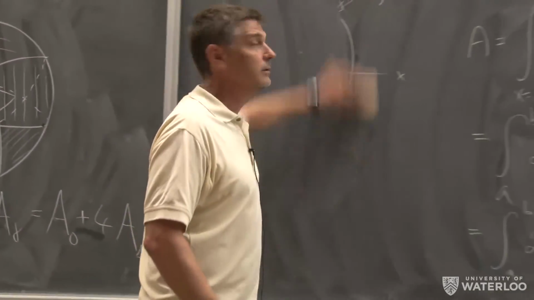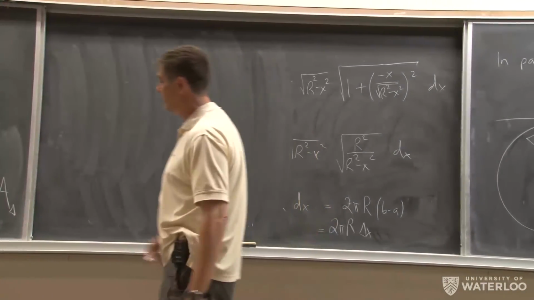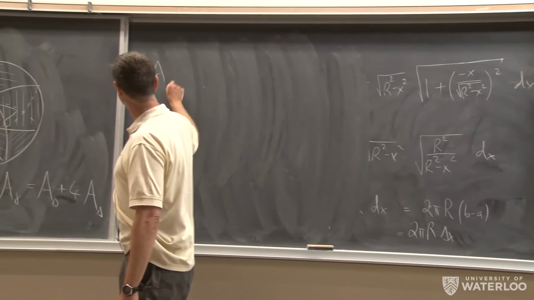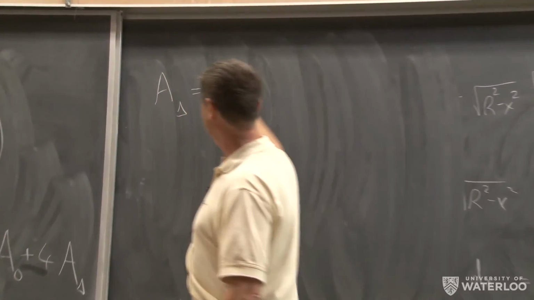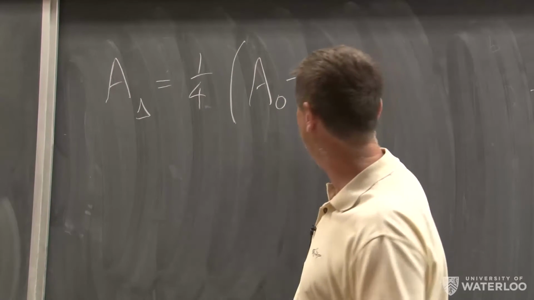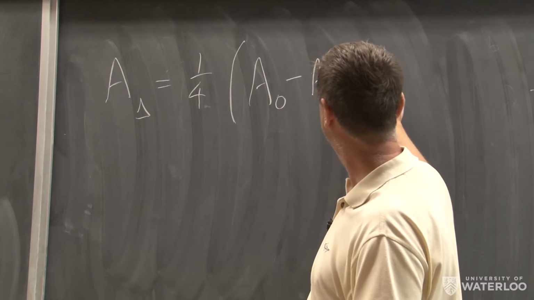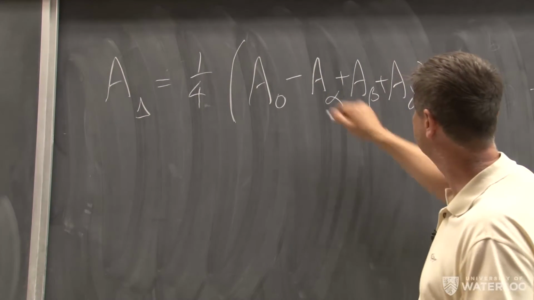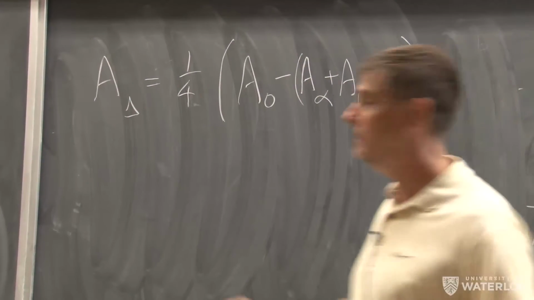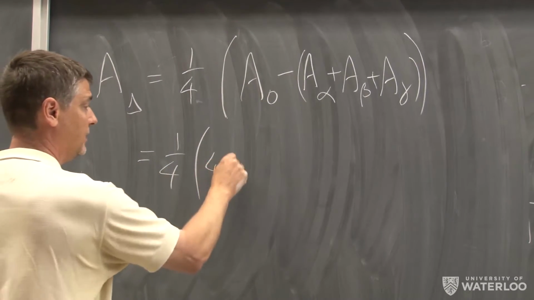and from here you get a formula for the area of the triangle. We know the area of the alpha wedge and the beta wedge and the gamma wedge, so we solve this for the area of the triangle. It's 1/4 of the area of the total sphere, subtract the wedges, A alpha, A beta, A gamma. And just finishing off our formula, the area of the sphere is 4 pi capital R squared.